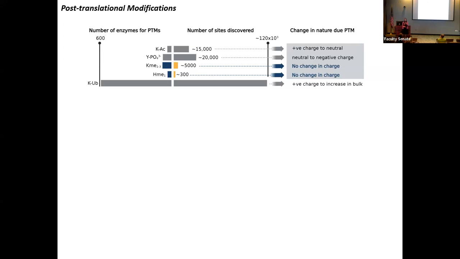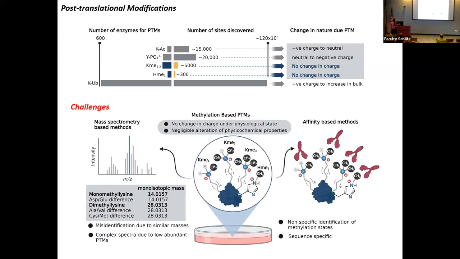If these changes happen, then we have the methods to look at it, because you can easily detect a bigger change. But the problem happens when we have modifications like methylations on lysine and histidine. There is no change in the charge, and in fact there is no change in the bulk. We are adding 1 CH3, 2 CH3, 3 CH3. These are such small groups, they are not changing any charge or any physiochemical properties, and they give the same signal whether you have this modification or you do not. And that's why we need chemical methods for that.